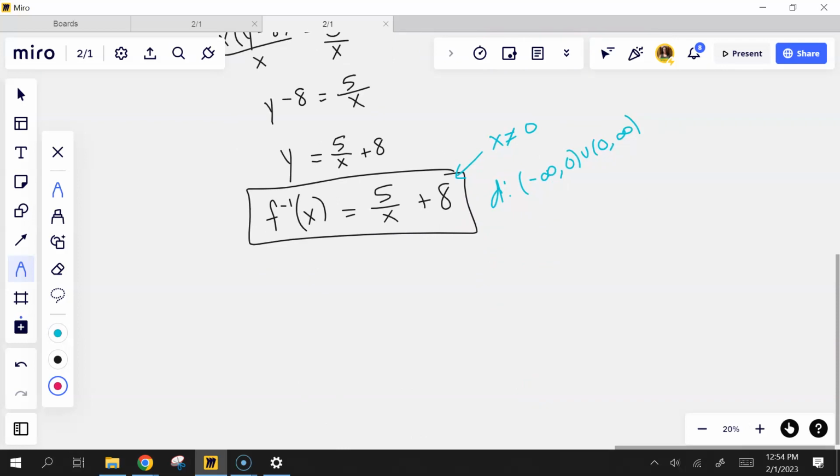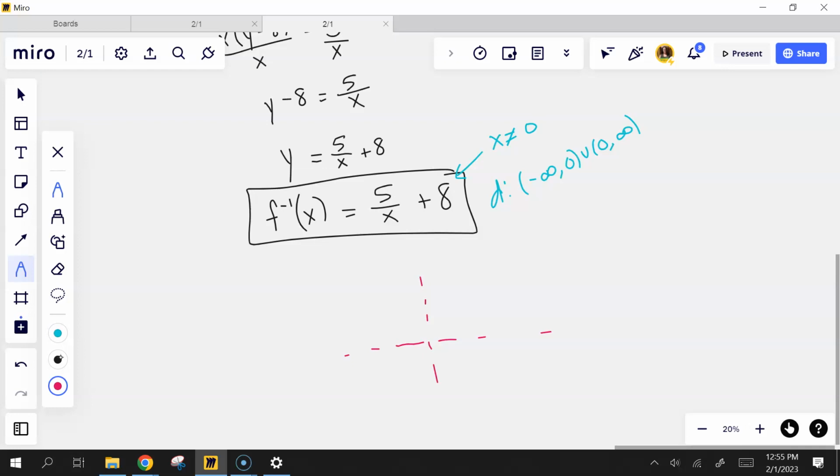It's not a function. What does this look like if I graph it, if I take that parent graph? It's over 8. It's up 8. That's not impacting anything. And then it's a vertical stretch by 5. So is it still a function? Yes.